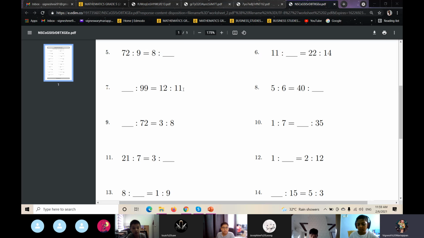Okay, you can see the differences from here. The second ratio here is 99. The first ratio here is 11. So 11 multiply 9, you will get 99. And same goes to 12 here. 12 you multiply with 9, you should get what? 108. 108. Very good. Understand or not, class?